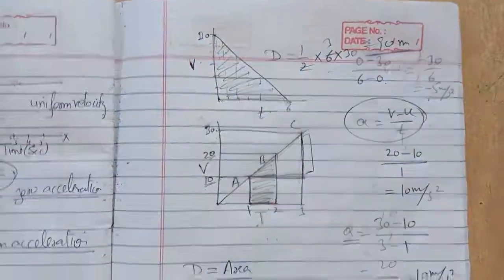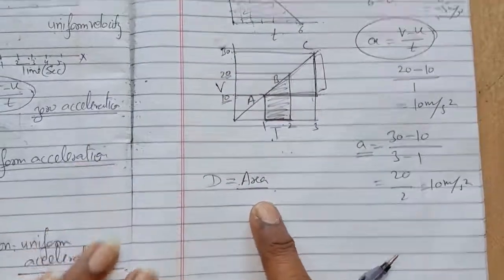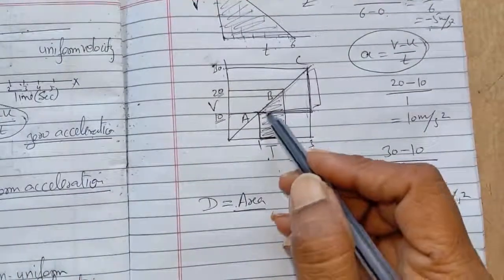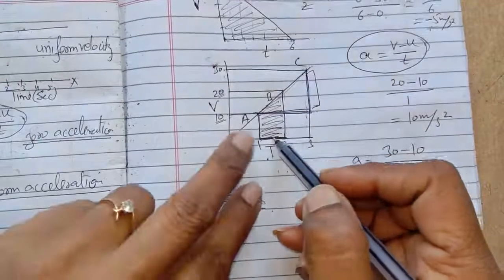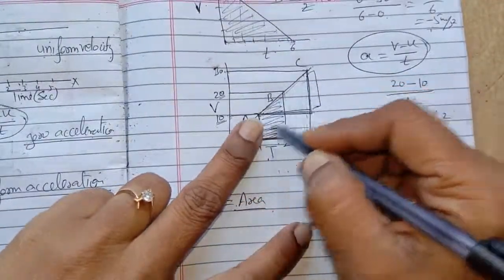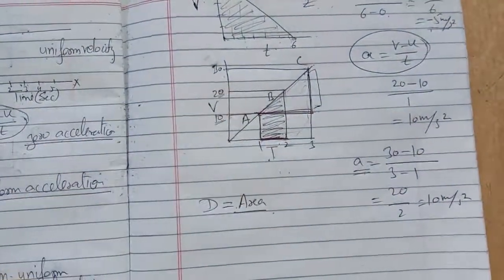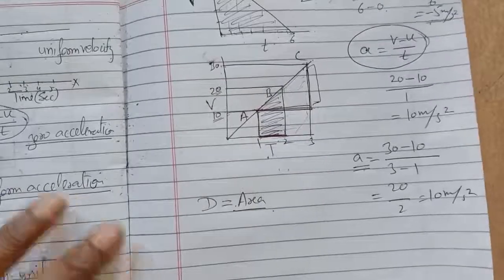So for finding the distance by VT graph, what will you do? You will find the area of that portion. Suppose you want to find the distance covered from A to C, you have to find the area of all this portion. Okay. So this was about the DT and the VT graph.